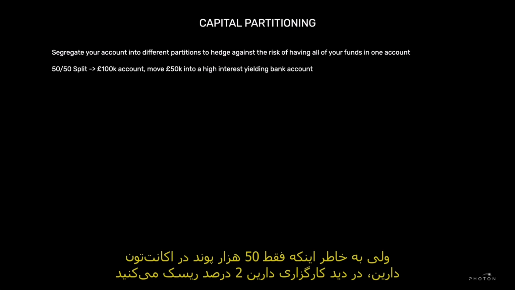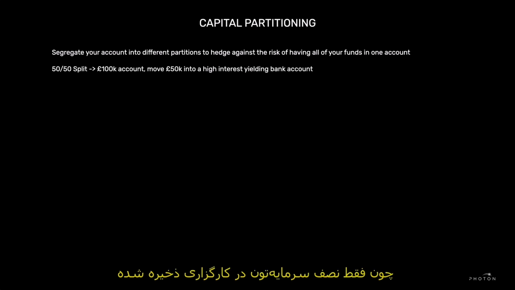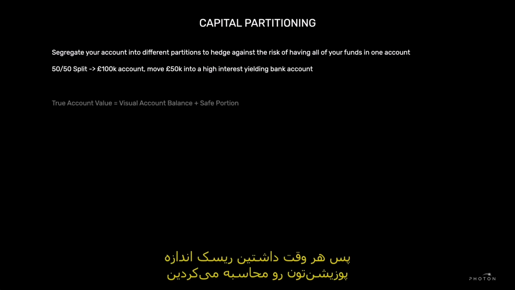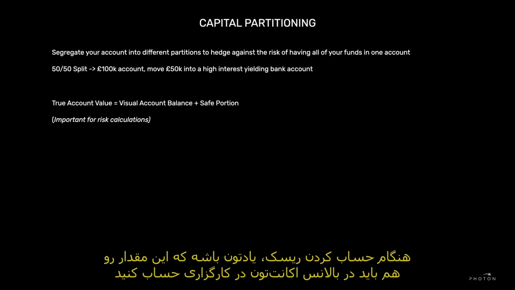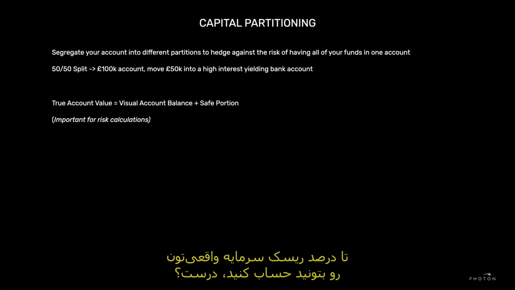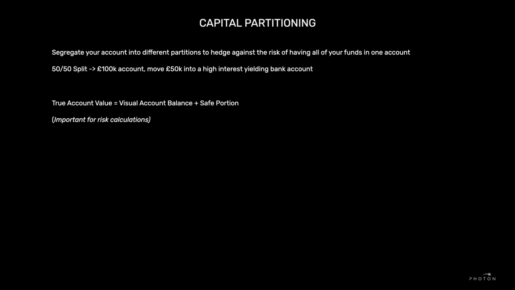But because you only have £50,000 in your account, this will appear to the broker as you risking 2% per trade on your brokerage account, right? Because only half of your capital is actually stored in there. So whenever you are calculating your position size risk, you just need to remember to always add the amount of capital, the safe portion that you have put in a segregated account. You need to add this to your account balance in your brokerage account when you make that calculation, so that you are risking a percentage of your true account value, right?